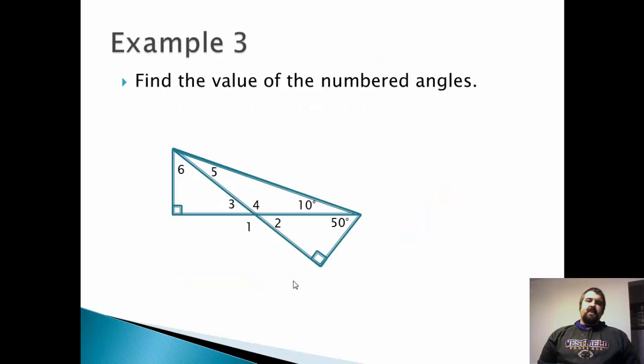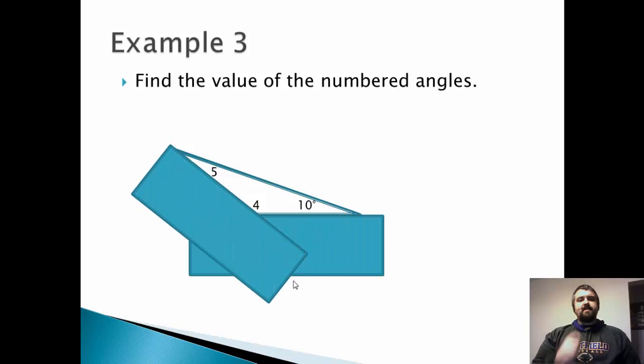Alright, so let's try and apply it. Find the value of the numbered angles. If I look here, I see a really complicated figure. Where do I even start? Well, there's three possible spots. First of all, I could start here. That triangle that I see there now, I have only one of the three measures. Probably not a good place to start.